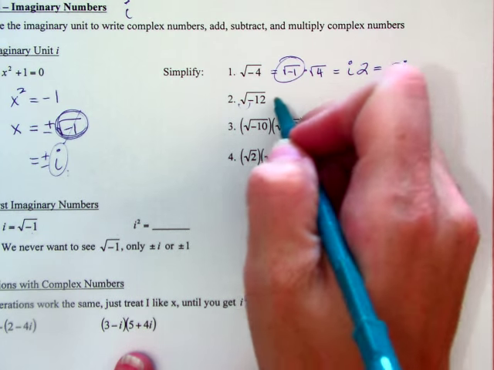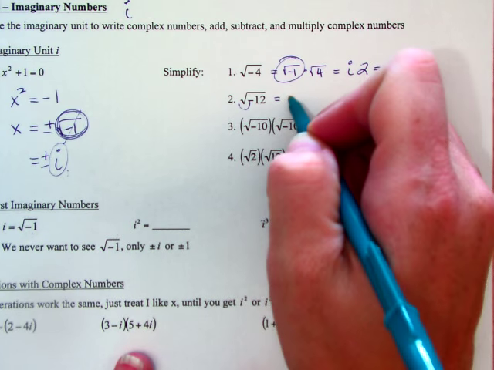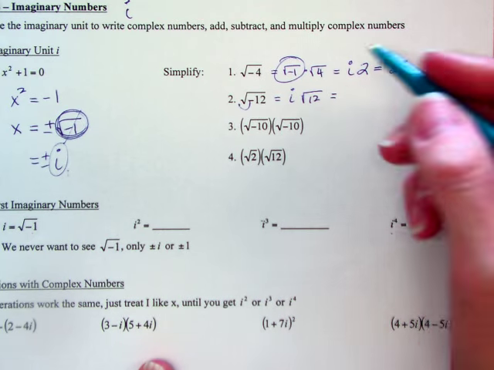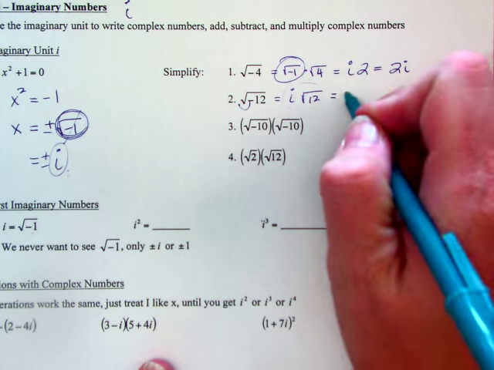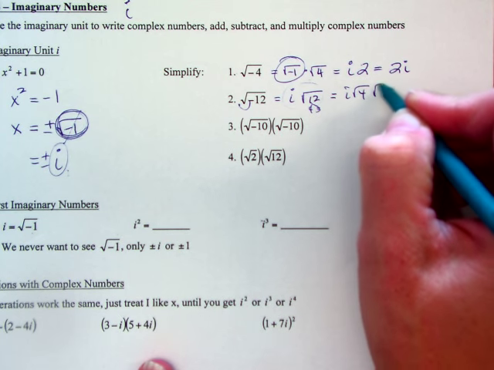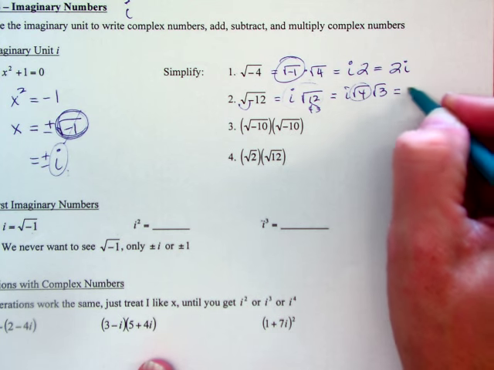Next one, the 12 would come out. The negative would come out as an i, and you'd be left with the square root of 12. And you can leave it like that, that's okay. If you know how to break down 12 into 4 and 3, then you'd have the square root of 4 and the square root of 3, and square root of 4 is 2i.